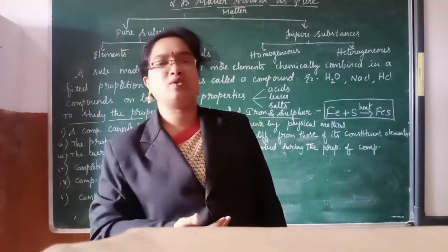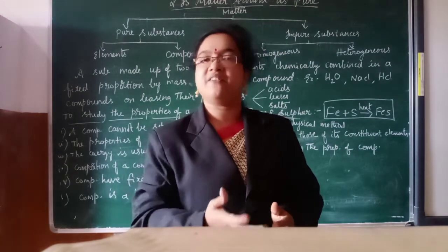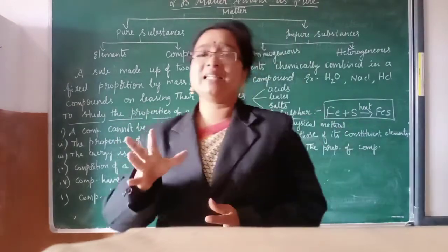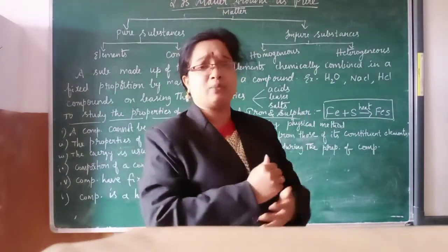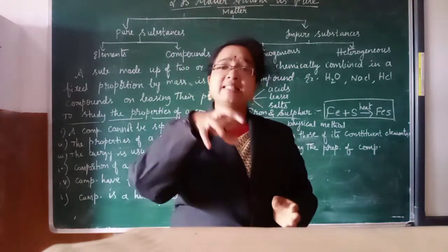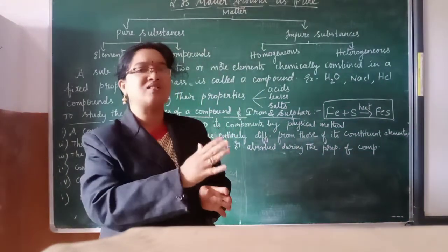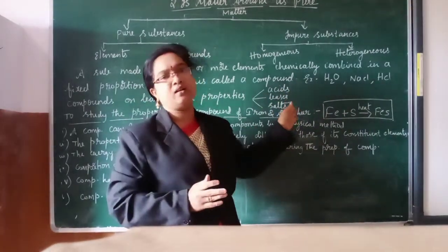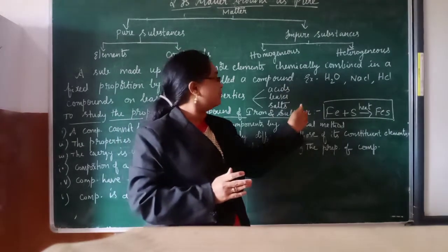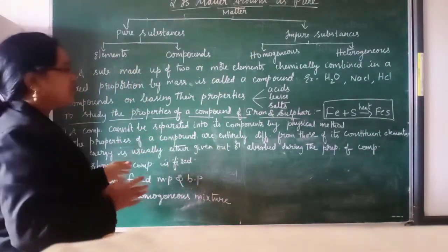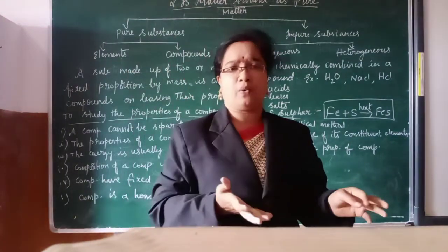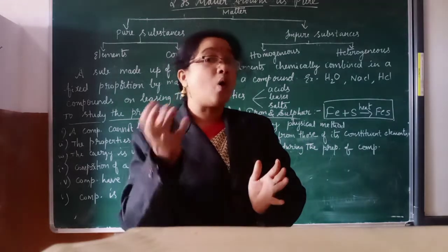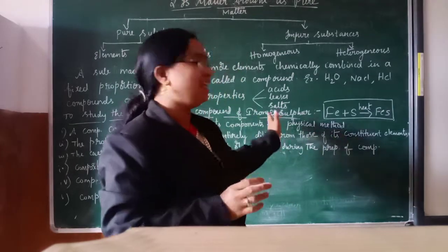If you go through your textbook, many types of compounds are given. Go through it once. Based on their properties, compounds are classified into three categories. What are those? Acids, bases and salts. How can we say that a substance is a compound? For everything some property should be there, isn't it? So what type of properties will a compound have?